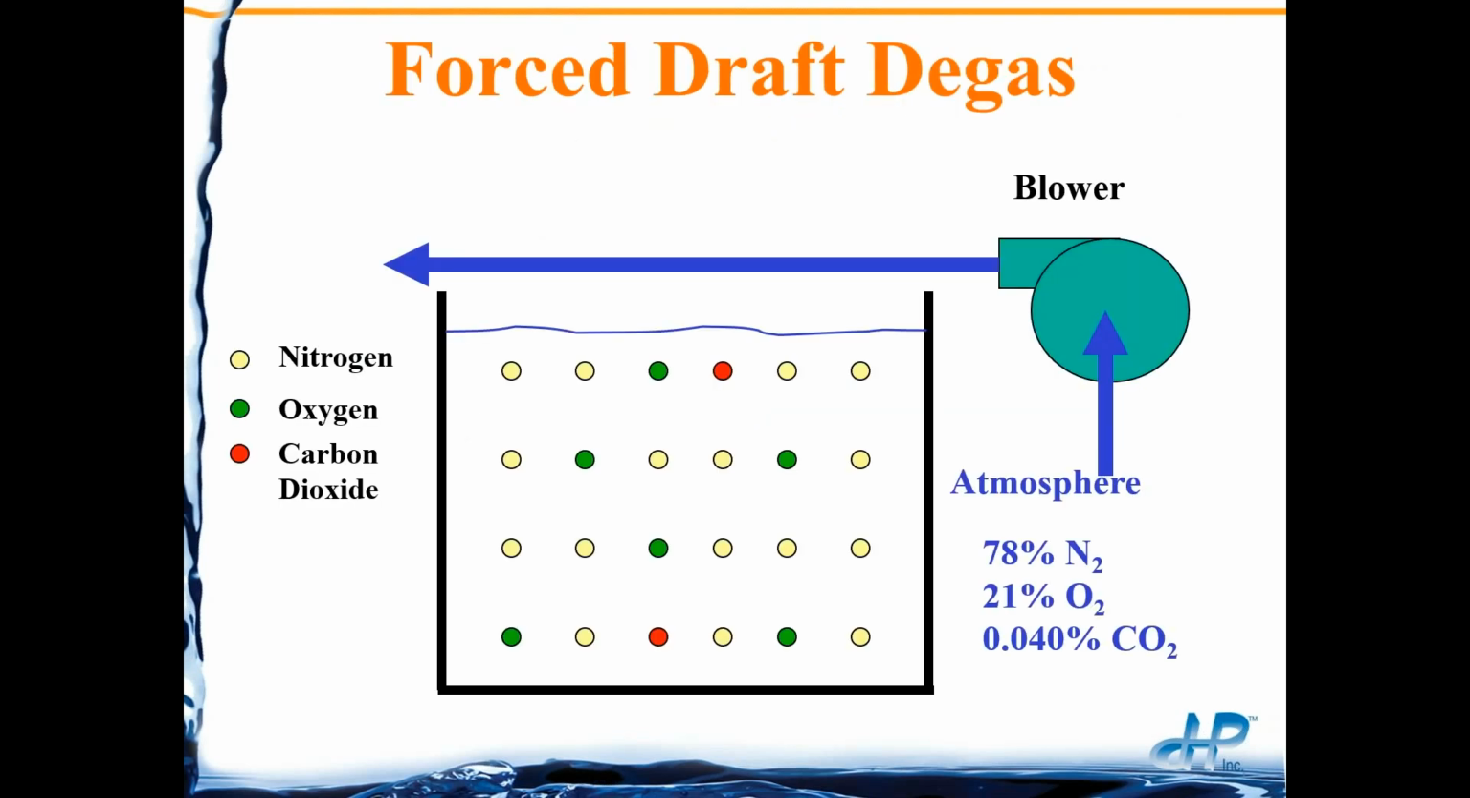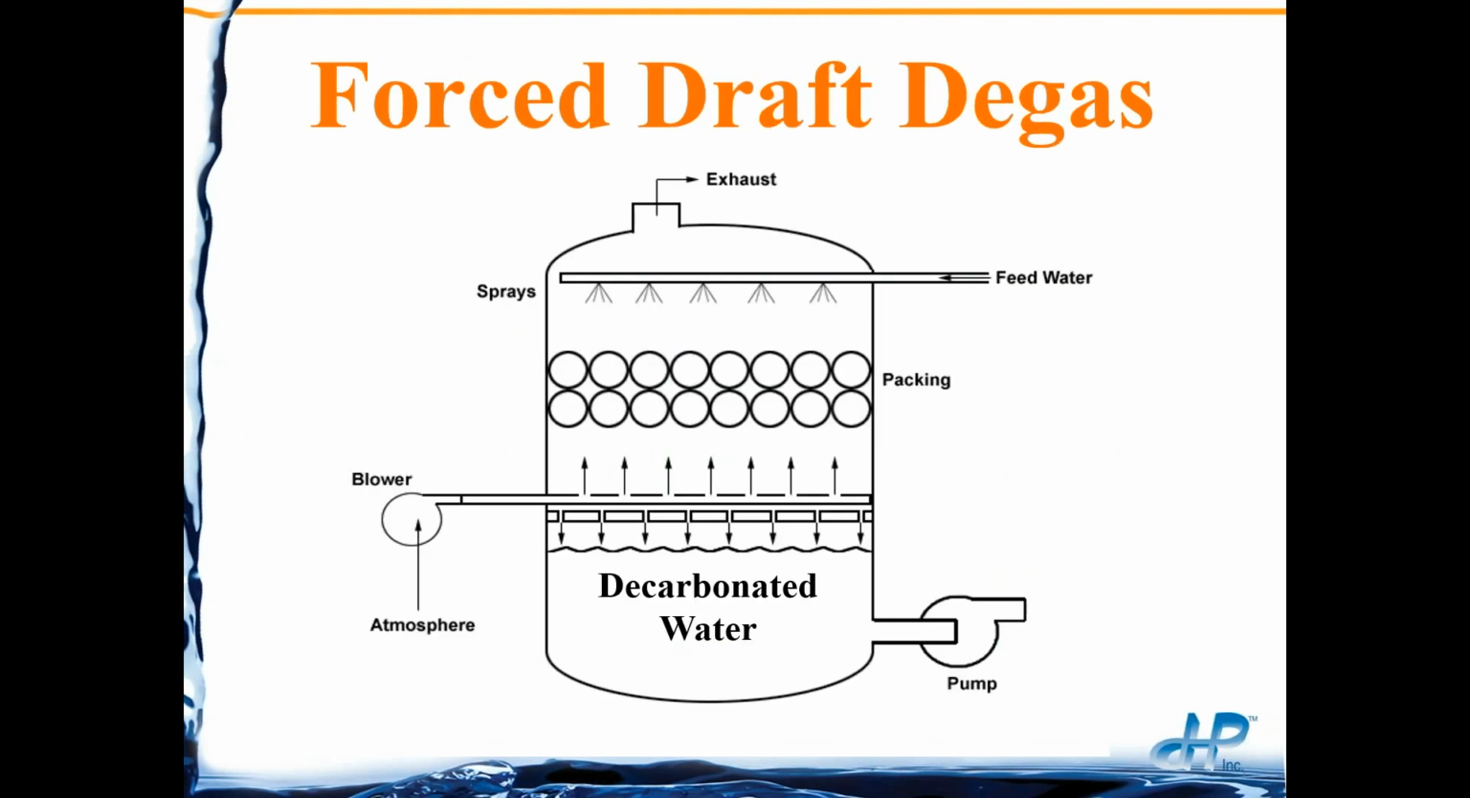So forced draft, that's where we're taking atmospheric air. The air that we live in and breathe is 78% nitrogen, 21% oxygen, and just 1% of everything else. Most of that is argon. So there's proportionally very little CO2. So if we had a water that is, let's say, high in CO2, we can just blow air across the surface of the water, and the CO2 molecules will diffuse out. So we can greatly reduce the amount of CO2 in the liquid.